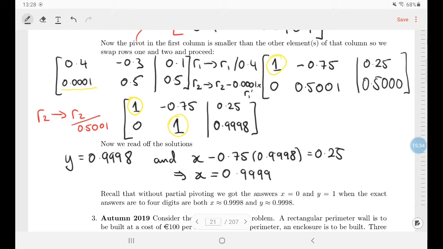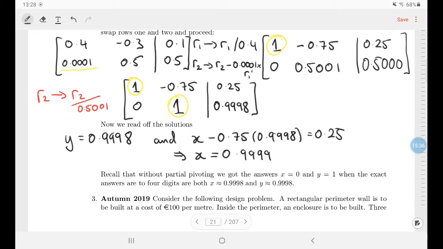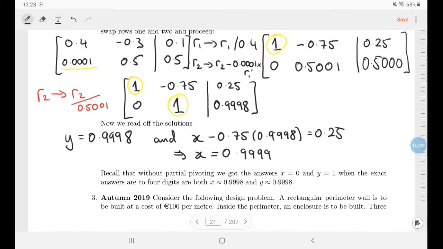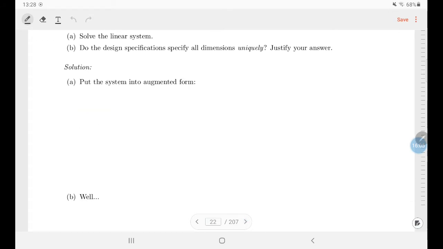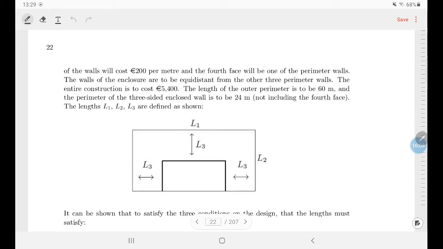Okay. Now, hopefully in this final example of the week, we can maybe understand a little bit about where parameters come in. Now, I have a design problem. Now, there might be a small mistake in this. I can't remember. I probably won't. Okay, we'll just have a look. So consider we have a design problem on the next page. We're going to have a rectangular perimeter wall to be built at a cost of €100 per meter. I don't know if that's realistic or not. Don't ask me. Inside the perimeter, an enclosure is to be built of the walls. Okay, here we go.